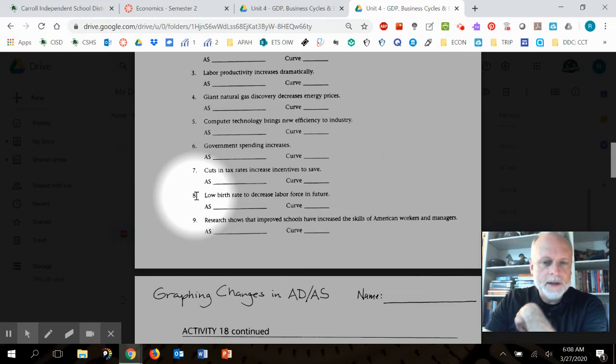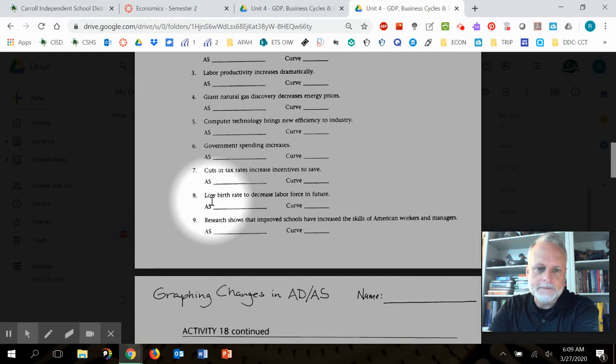Number 8, low birth rate to decrease labor force in the future. Okay, so that could affect you a couple of different ways. You could say that because we're going to have fewer people in the future, labor costs are going to rise. Or you could say that the American workforce, by and large, becomes less productive because there's fewer people to go around. I don't know how you want to look at that. They should both get you the same answer. That is going to be a decrease, right? Research shows that improved schools have increased the skills of American workers and managers. That's going to be an increase.